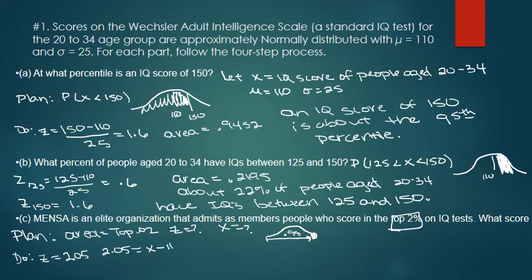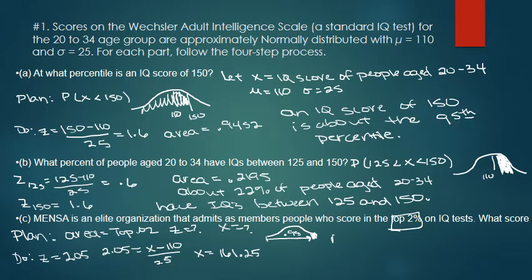So the mean is 110 and the standard deviation is 25. I'm going to use algebra to solve for x, so I'm going to multiply both sides by 25 and add 110. I'm going to find that x is equal to 161.25.